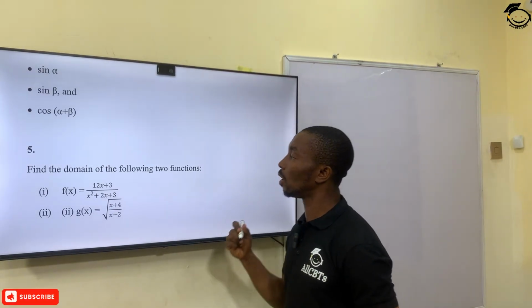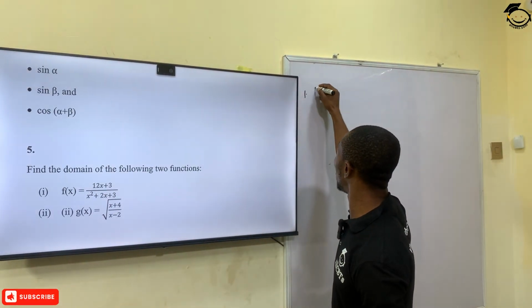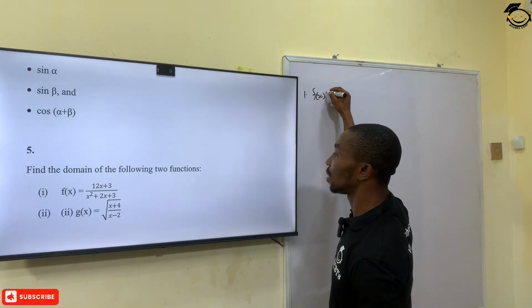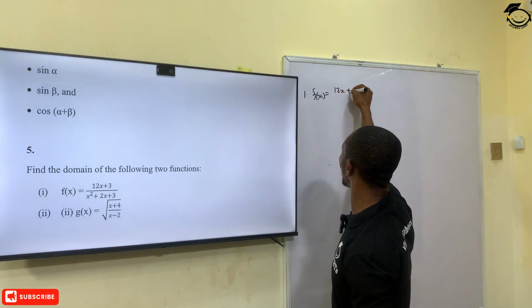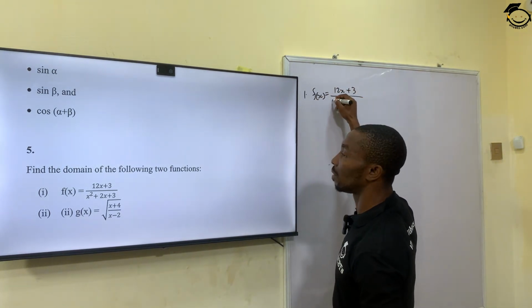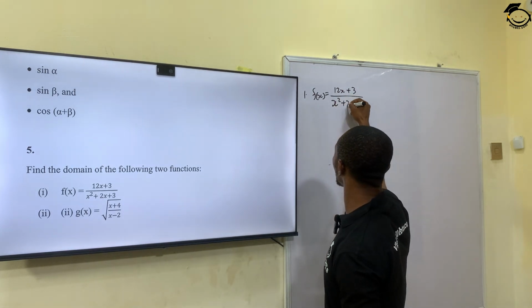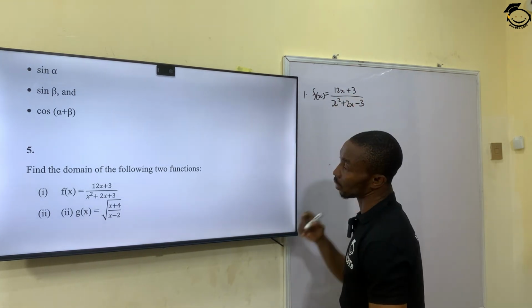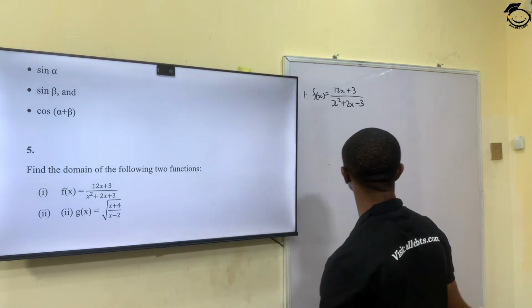Find the domain of the two functions. We have our question 1, f of x equals (12x plus 3) all over (x squared plus 2x minus 3). Sorry, this should be minus, not plus.